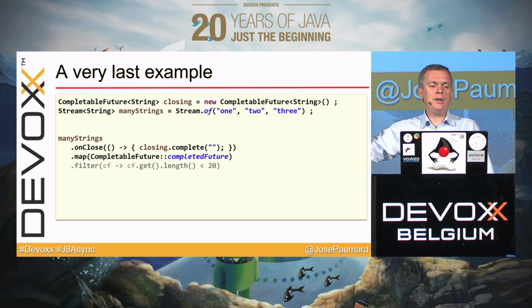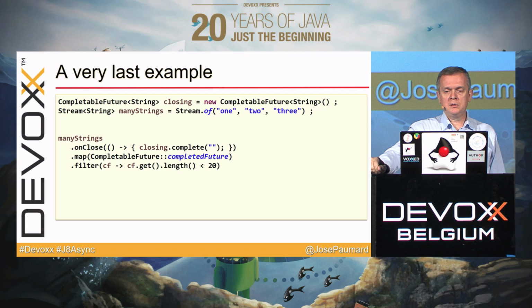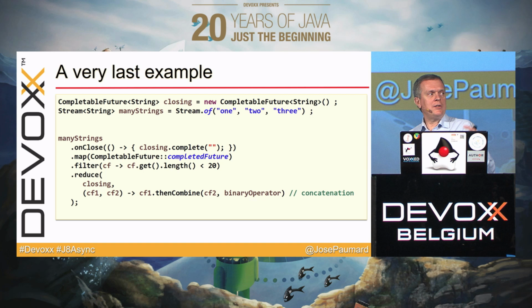Take the completable future with the string in it, get the result, get the length, and filter out all the lengths that are greater than 20. I could do further mapping if I wish. And I can do some kind of reduction. Now remember that reduction takes two parameters. First parameter is the identity element of the reduction operation. And second element is the function that will do the reduction itself. It's a binary operator here.